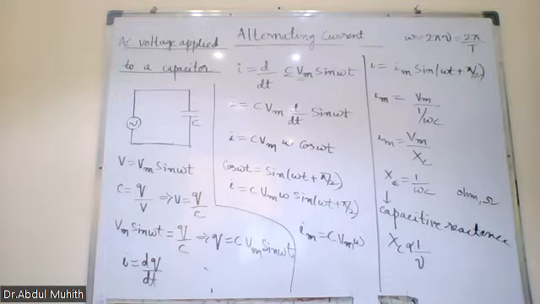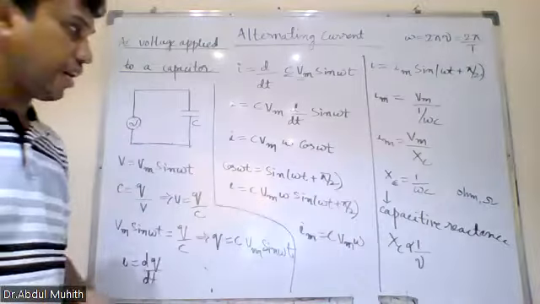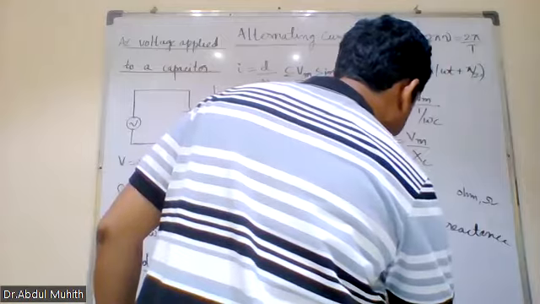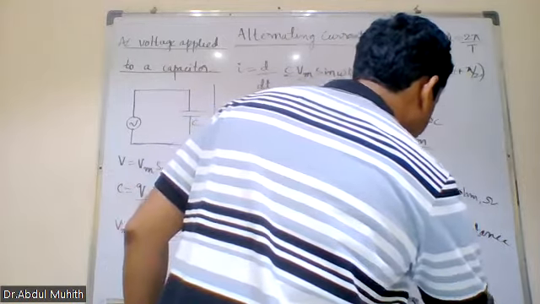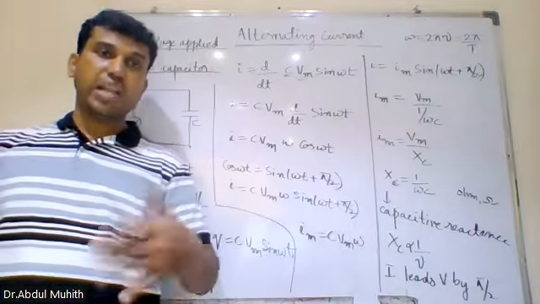So what happens here? Current leads voltage by how much? Because there is a plus here, we write that current leads. So I can write I leads V by 90 degrees. Is that clear? So here current is leading. In the previous case, the inductor, current was lagging.